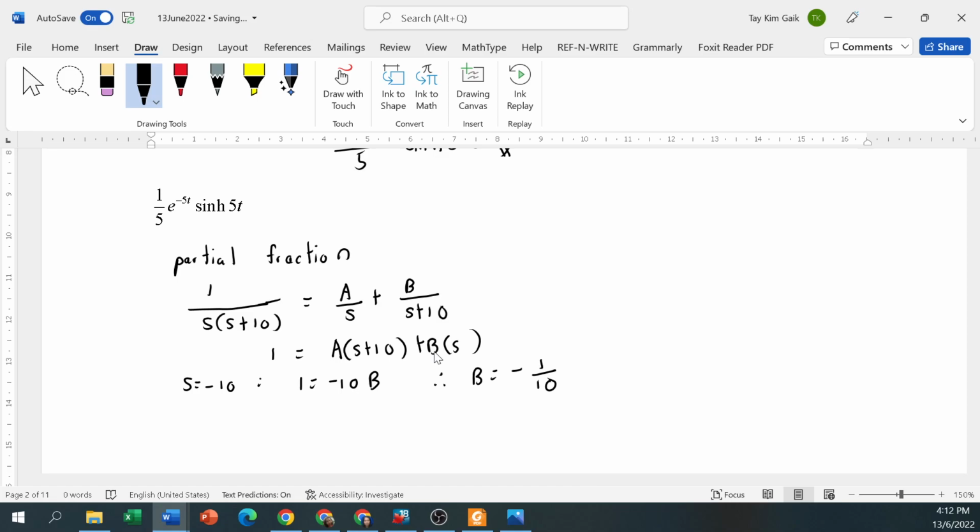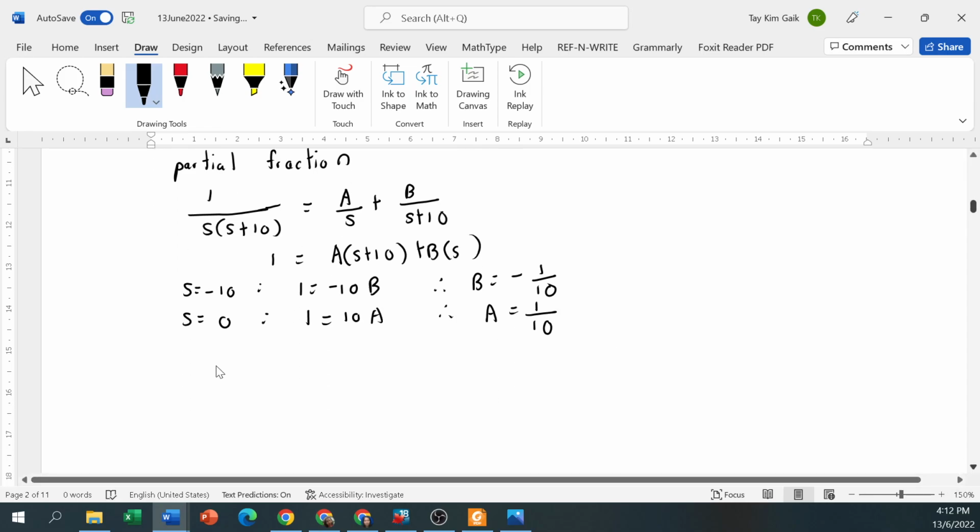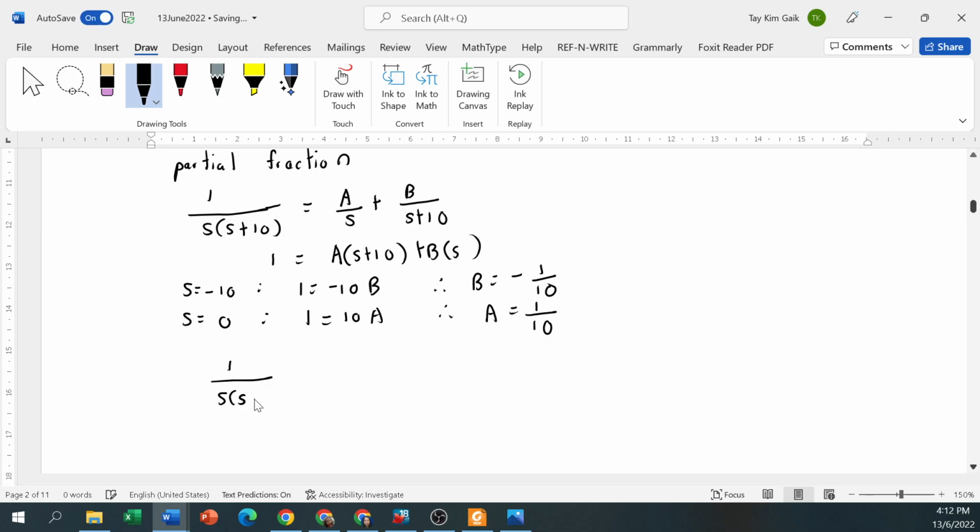Okay, you've got another linear term, bs. Then you can substitute s equal to 0. So the left side is a constant 1. When s is 0, the b term is gone. You can calculate for a, which is 10a, therefore a is 1 over 10. So 1 over s times s plus 10 equals 1 over 10, factor out 1 over 10, times 1 over s minus 1 over s plus 10. Hence, the inverse Laplace of 1 over s times s plus 10.